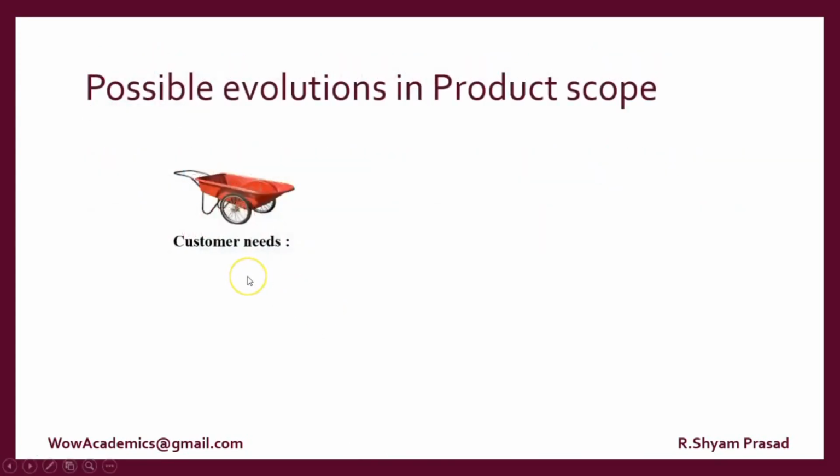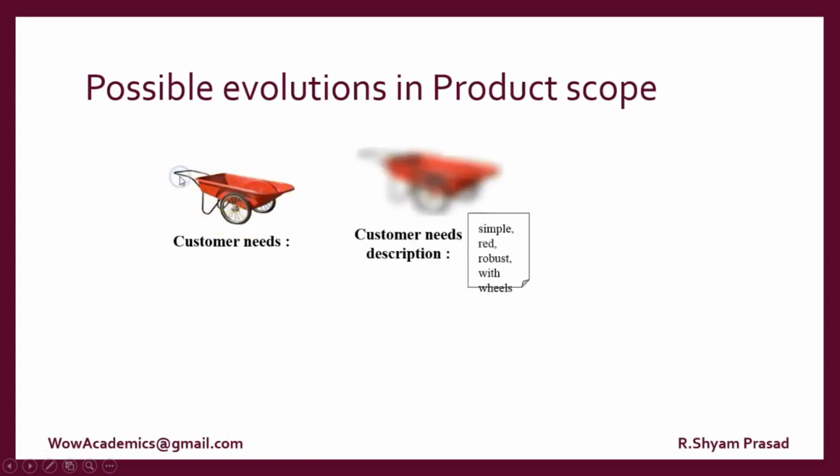See, why do we need to have this? For example, the customer might say that I want a product like this, a red color vehicle with 2 wheels, okay, and a handle. But this is how various people might start to understand it. The customer feels this and gives a description like this. It should be simple, red, robust, with wheels.